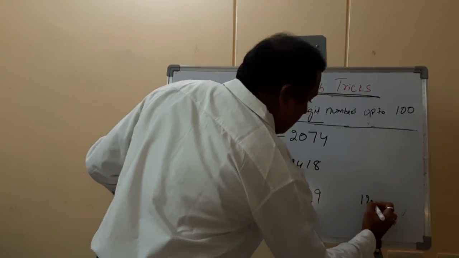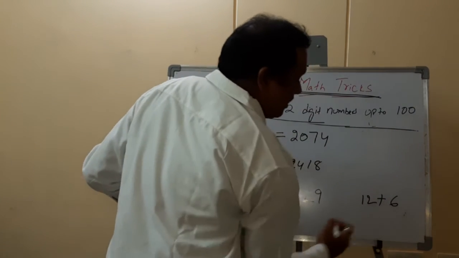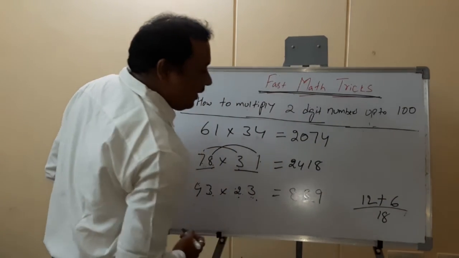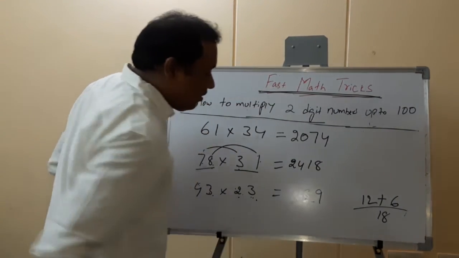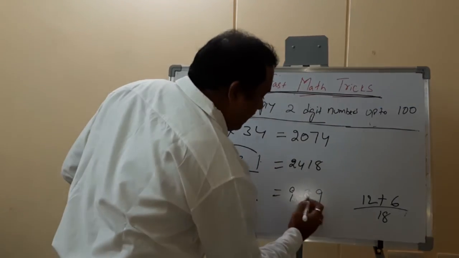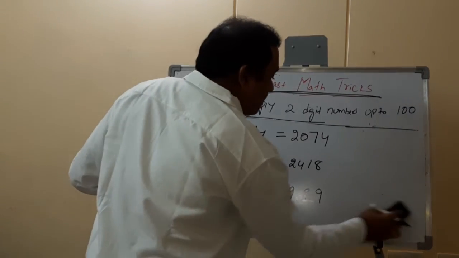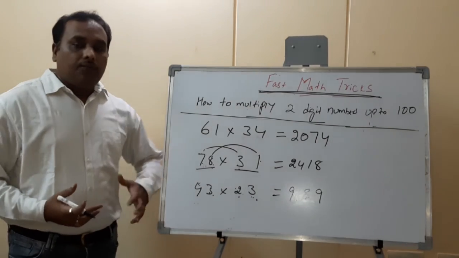So 4 3s are 12 plus 3 2s are 6. How much it is getting? So it is 18 here. So we are writing it 8 here, and 1 it comes here. So 8 plus 1 is equal to 9. So 989. Okay? You cross check the answers, you will get. So it is so easy and a fast method.